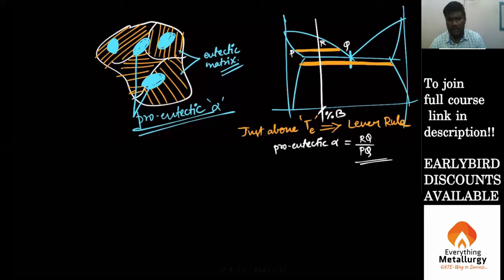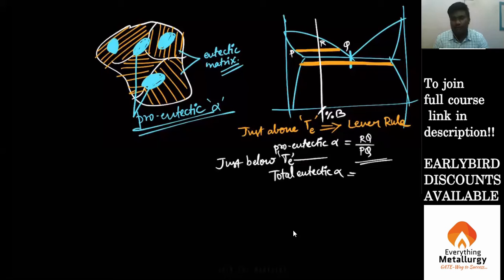Now, along with this, what will be the total eutectic? For calculating the total eutectic alpha, we came just below the eutectic temperature, because just below the eutectic temperature, we know that the whole transformation is completed and we are in my solid zone. Okay, so in my total solid, how much is the percentage of alpha present?